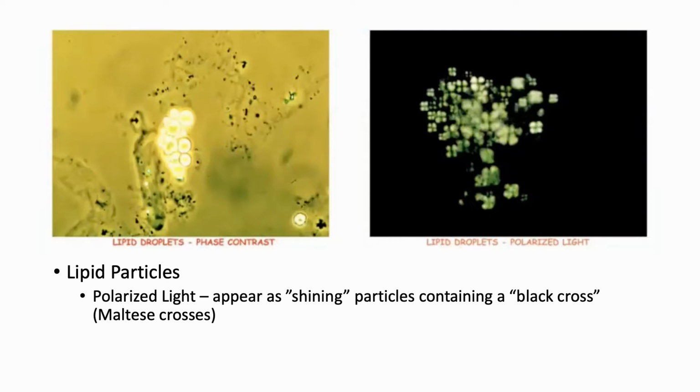So in polarized microscopy, this is a technique that exploits optical properties of anisotropy, which represents difference in the physical properties like absorbance, refractive index, and densities. This will reveal detailed information about a particular structure and the composition. So for instance, here we see the lipid particles appearing as shining particles containing a black cross or the Maltese cross, which allows identification of atypically appearing lipid particles.